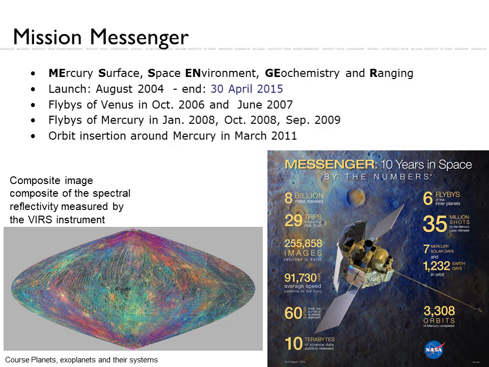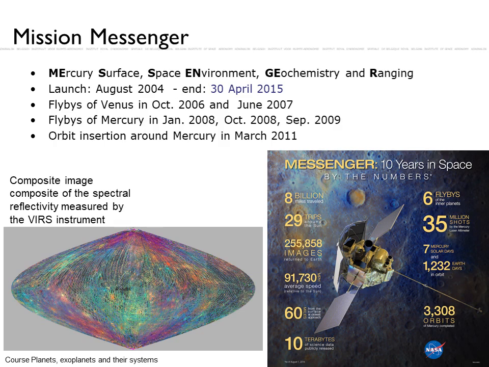Let's talk about missions, and in particular missions to Mercury. MESSENGER, for Mercury Surface, Space Environment, Geochemistry and Ranging, was launched in August 2004 and ended in 2015. The initial length of the mission was 1 year, but was extended much more. At the end, the orbit was closer to the planet, allowing for more observations.